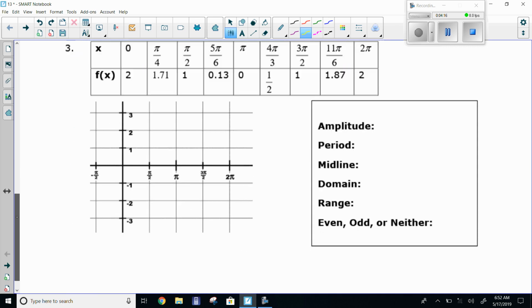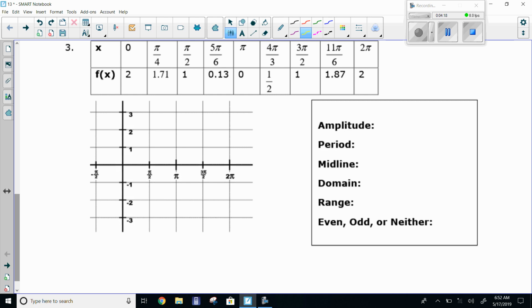Now this next one, they've already got the information in there for us, and honestly, when I do this problem, I don't really pay attention to the entire table. All I look at are these. Those are the only ones I really care about. So as I look at the graph or the actual table, the pi fourths, I'm not even going to bother with that one. I'm going to use pi halves. That's a good one. I'm going to ignore this one. I'm going to use pi because that's on the axis. I'm going to ignore 4 pi thirds. 3 pi halves is there, and I'm going to ignore 11 pi sixths.